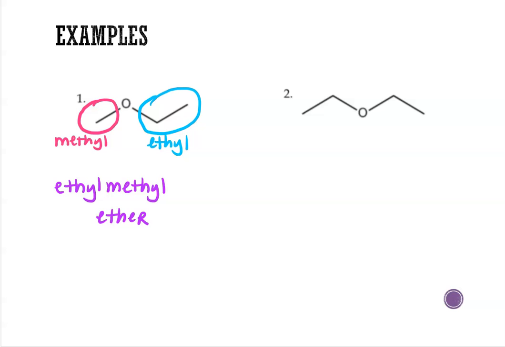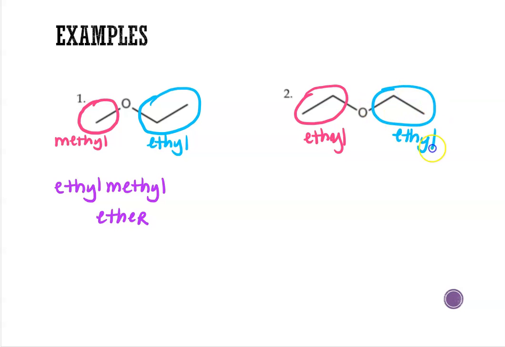All right, if we look here, on one side we have an ethyl group, and then on the other side we also have an ethyl group. So this is not ethyl-ethyl ether, it's 2 ethyls, so it is diethyl ether. Oops, I wrote that wrong, didn't I? Diethyl ether. There we go.